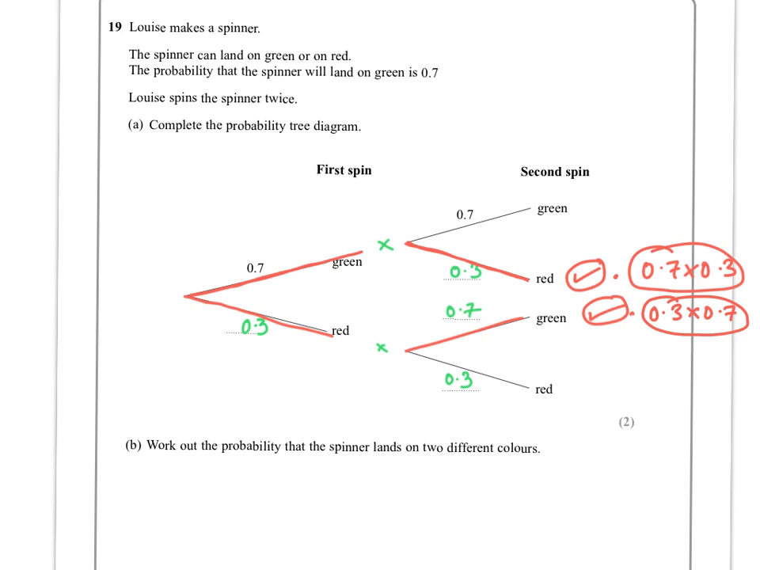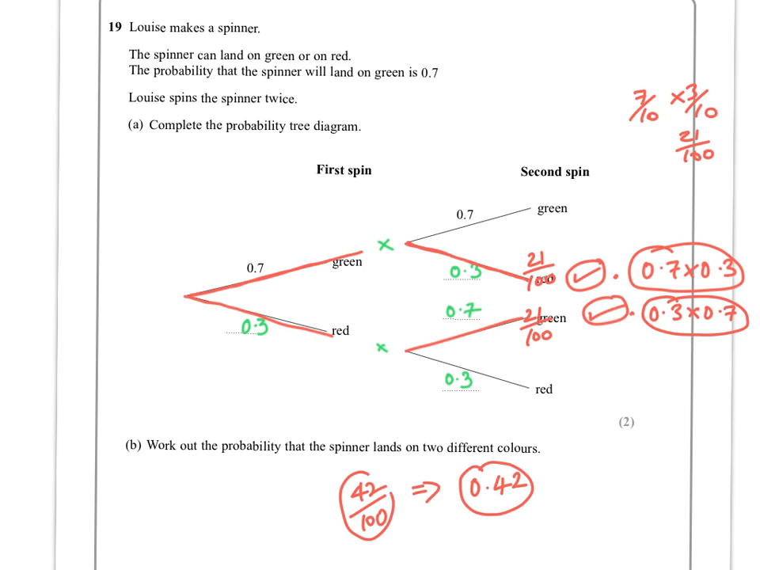Well, 7 3s are 21 and 10 10s are 100, because you've got basically 7 tenths times 3 tenths, which is 21 hundredths. So you've got 21 hundredths for here and 21 hundredths here, and then in total you'd have 42 hundredths, or 0.42. So you can give your probability as a decimal. Don't have a decimal more than 1, because that would be impossible, or a fraction.